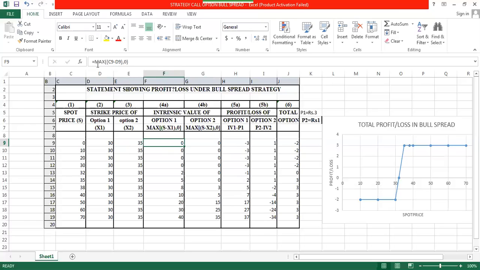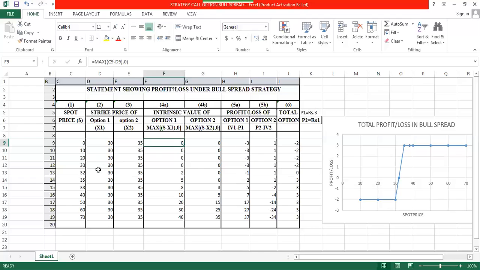The formula shown here is equal to MAX, then within brackets C9 minus D9. C9 means spot price, that is S, and D9 means the strike price, that is X1. So if 0 minus 30 is positive, that figure will come. Otherwise, 0 is the maximum value and it will be substituted by 0. Here, 0 minus 30 is minus 30. So max of minus 30 and 0 is 0. That is why the result is showing 0.